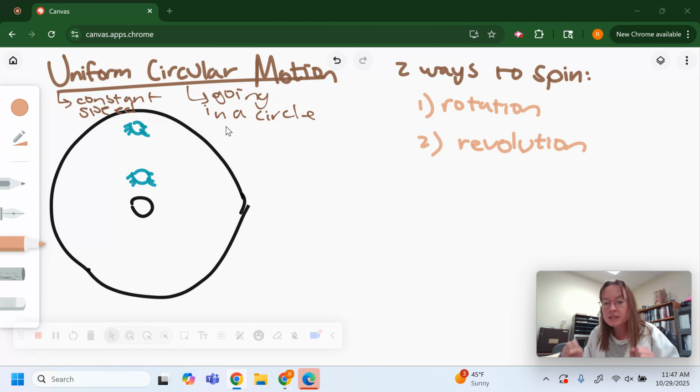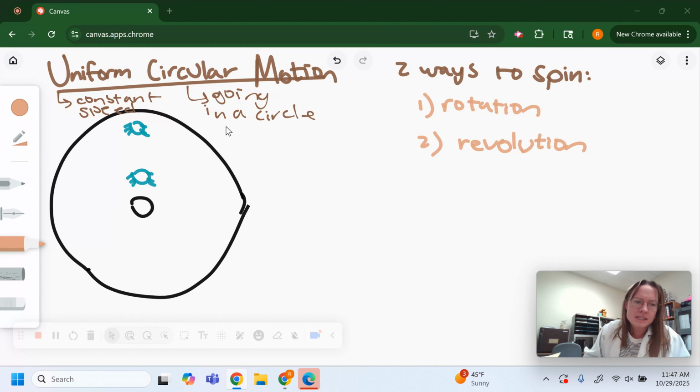If they were rotating, then each little bug would be a little ballerina bug, and it would be rotating around an axis that's through itself. But instead, that's not what's happening. What's happening is the little bug is revolving around an external axis.